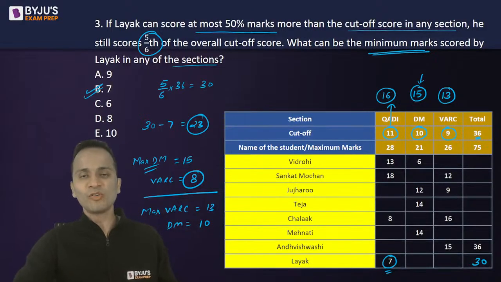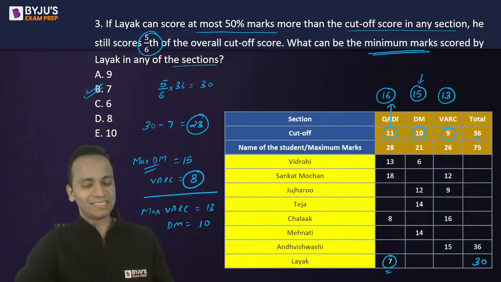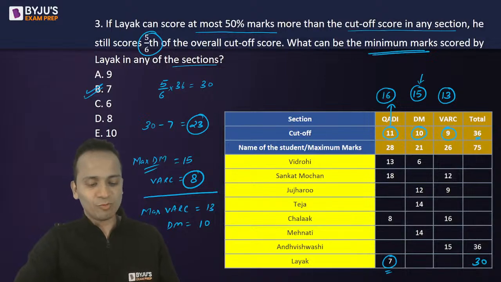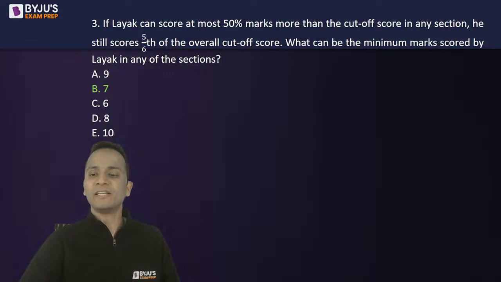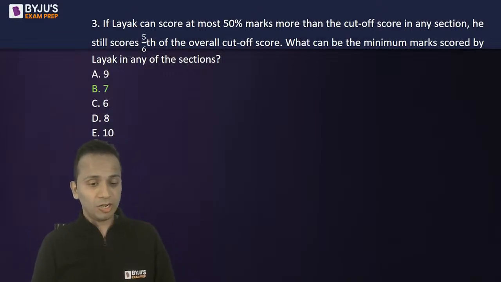I was expecting some of you would give option D, that is 8, as the answer, but Aniket and Varad, you did not fall into the trap. So the correct answer here is 7, obviously. All right, great. So that's it about the first set of data interpretation.